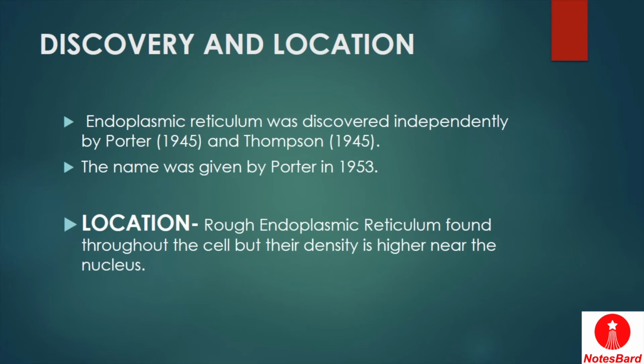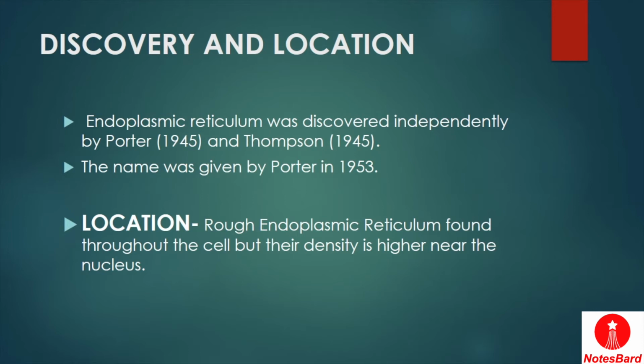Now let's discuss the discovery and location of the endoplasmic reticulum. The endoplasmic reticulum was first discovered independently by Porter in 1945 and after some time by Thomson also in 1945. But the name endoplasmic reticulum was given by Porter in 1953. Both types of endoplasmic reticulum were discovered independently by Porter and Thomson.